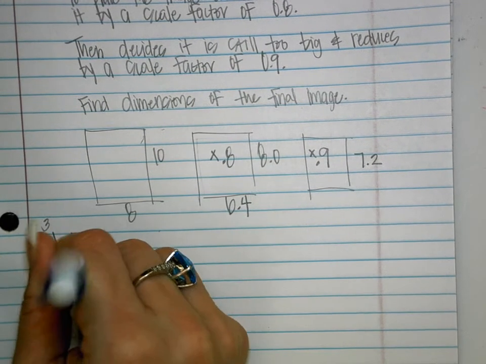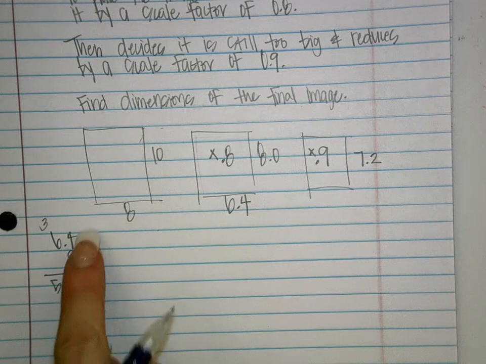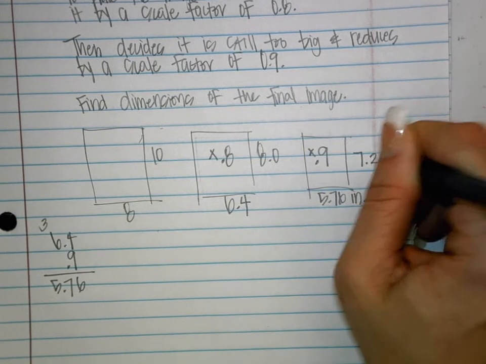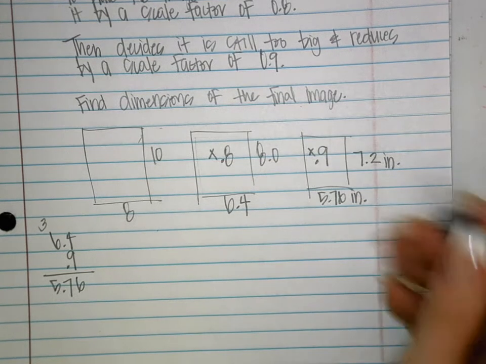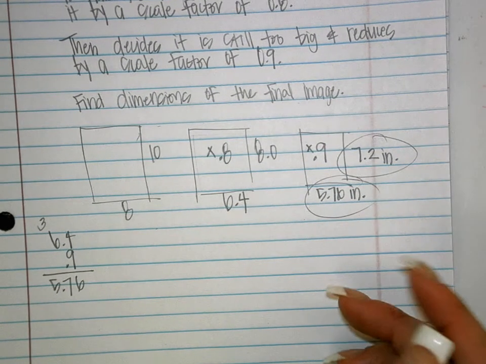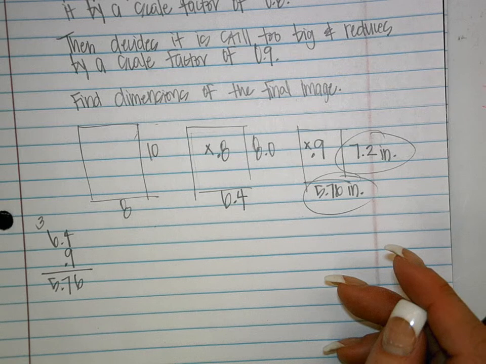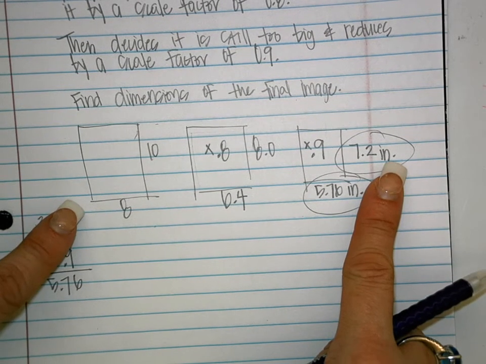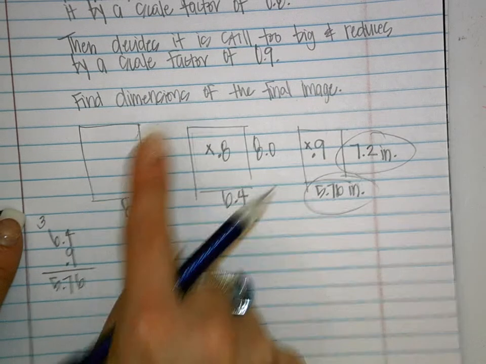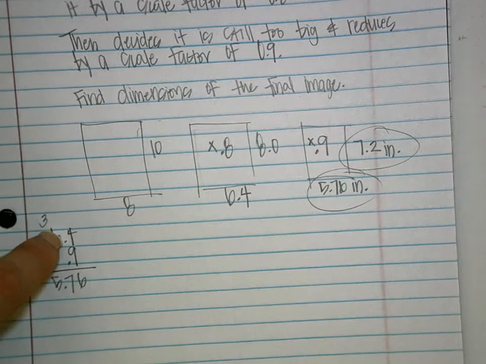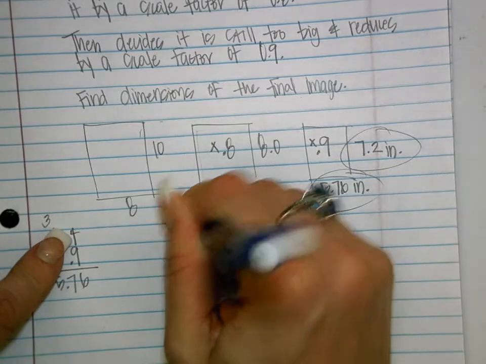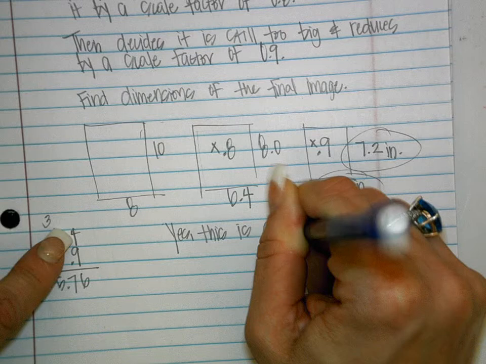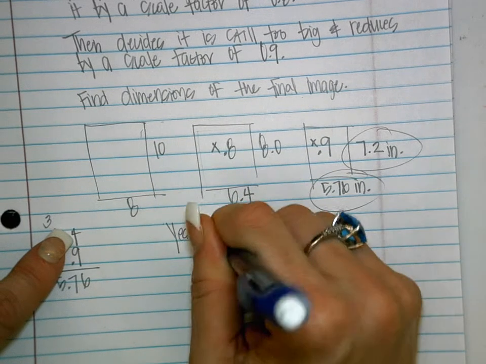5.76. Okay. 2 decimal places because there were 2 in your answer, so 5.76 inches. So when it asks what's the final image, these are your dimensions. Now, is this a similar figure? Is this similar to the original one? Yeah. How do you know? Because you multiplied all the parts by the exact same thing. Okay, so yes, this is similar to the original.